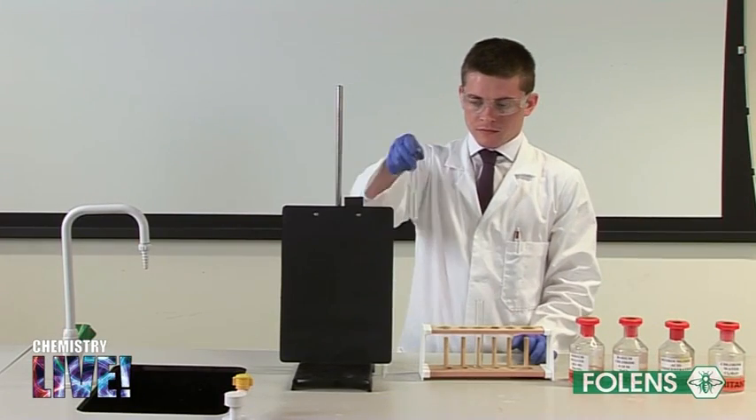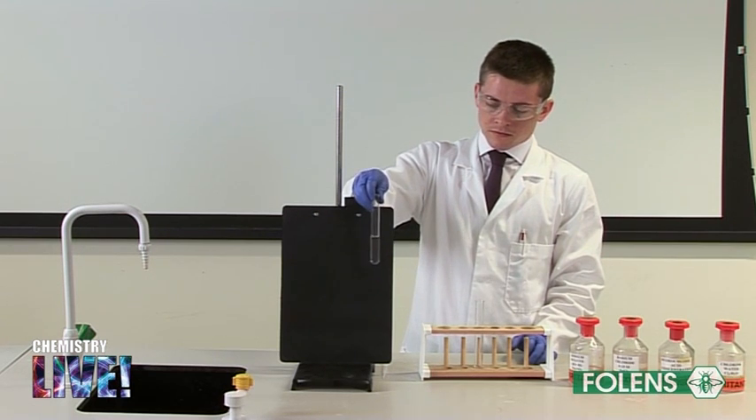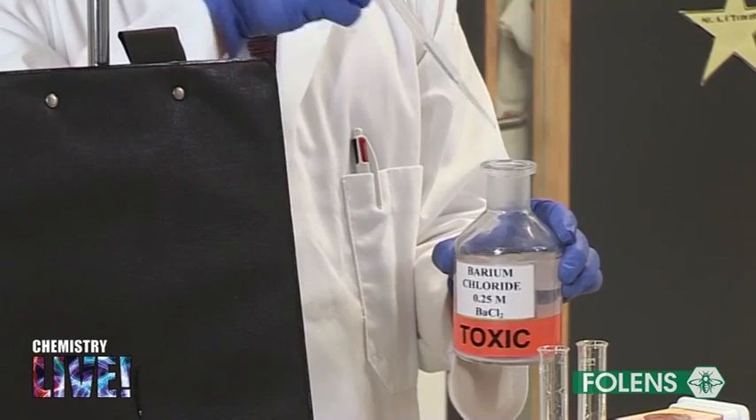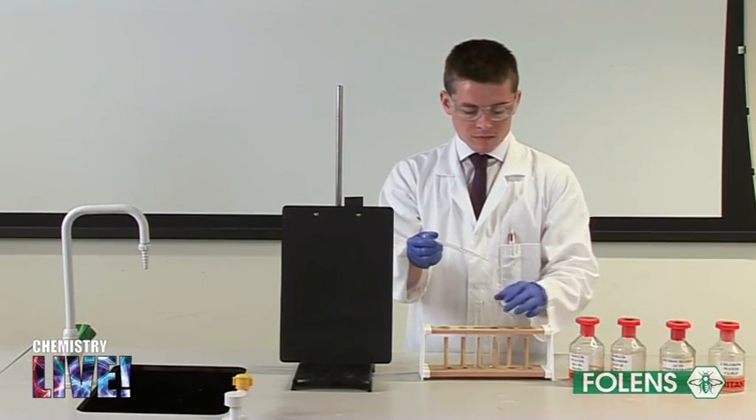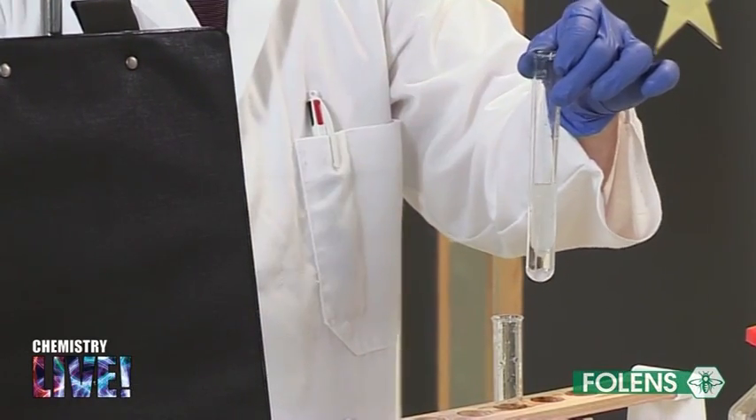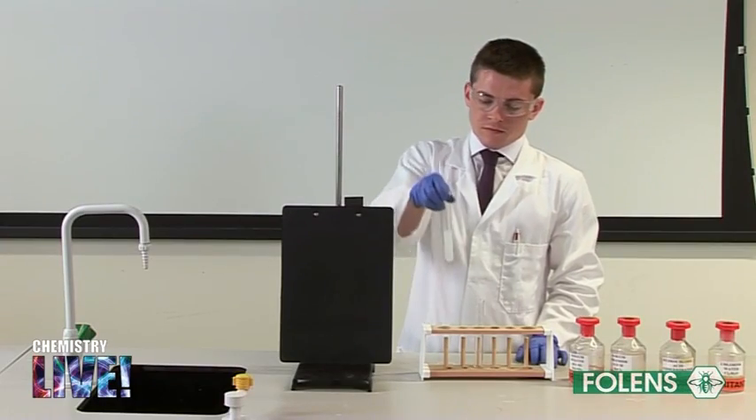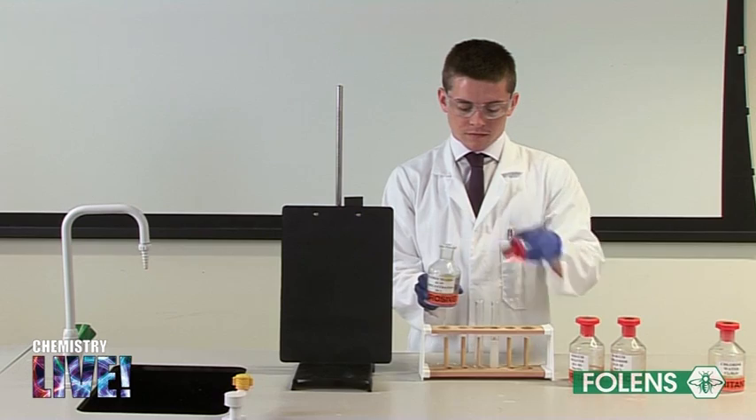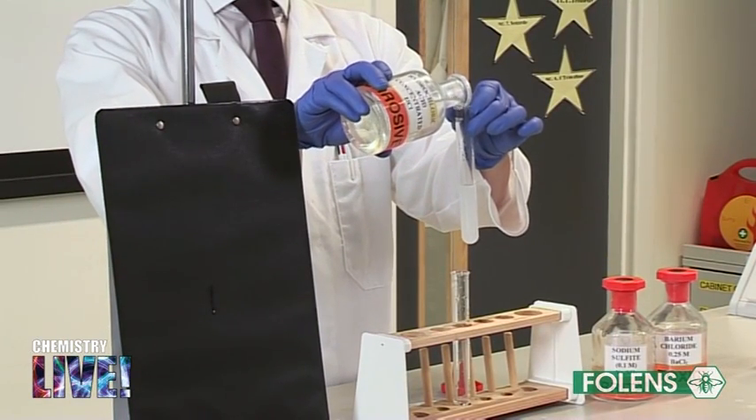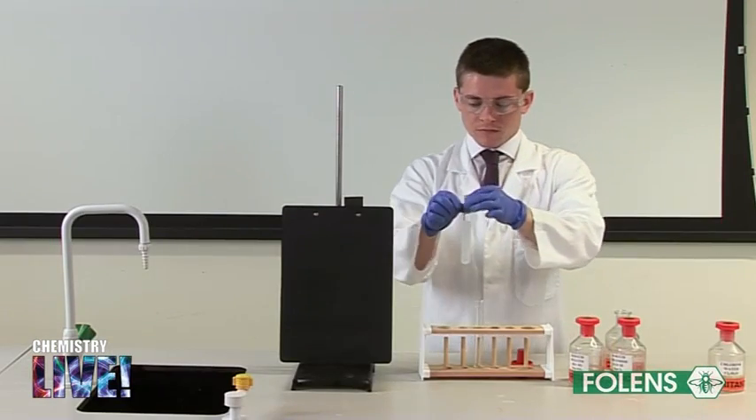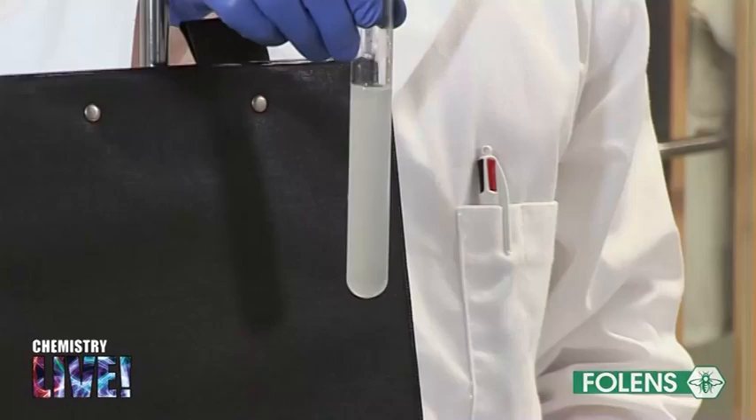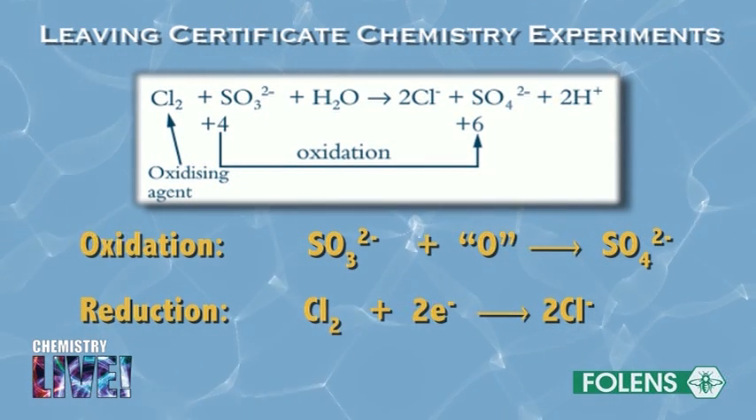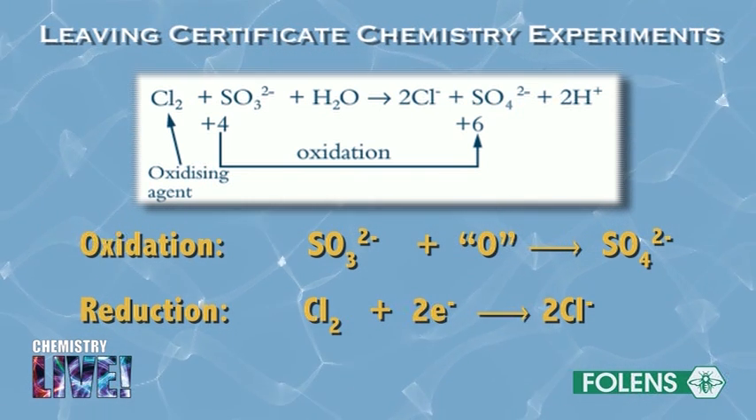Gently shake the test tube and test for the presence of the sulfate ion using barium chloride solution. If the white precipitate does not dissolve in hydrochloric acid, then the sulfate ion is present. We conclude that the chlorine has oxidized the sulfite ion to the sulfate ion, as shown by the equations on the screen.